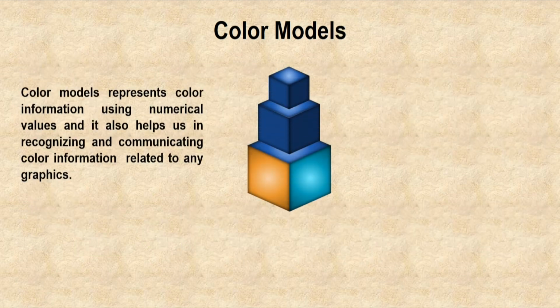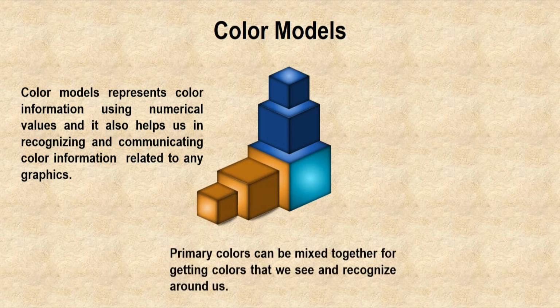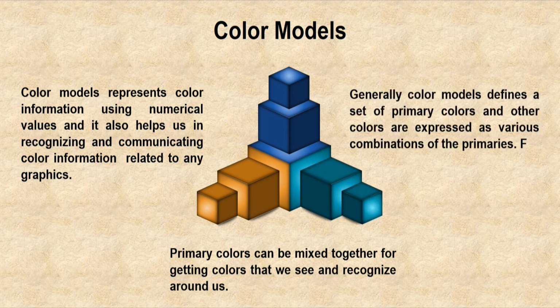Further, color models represent color information using certain numerical values, and it also helps us in recognizing and communicating the color information related to any graphics. Primary colors can be combined together or mixed together for getting colors that we see and recognize around us. Generally, color models define a set of primary colors and other colors which are expressed as combinations of the primaries.